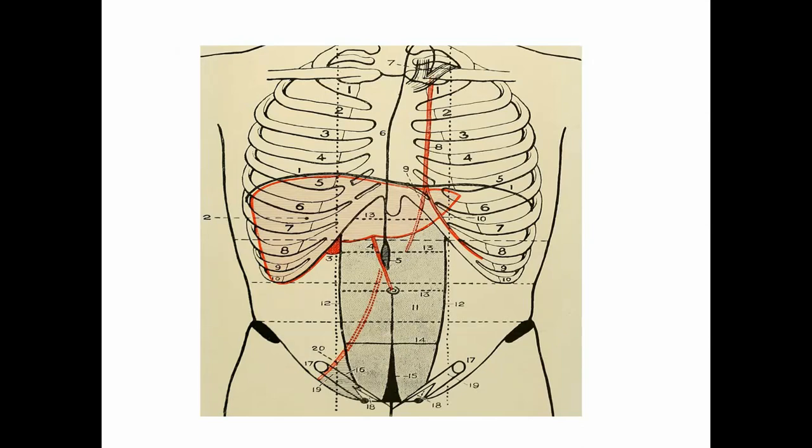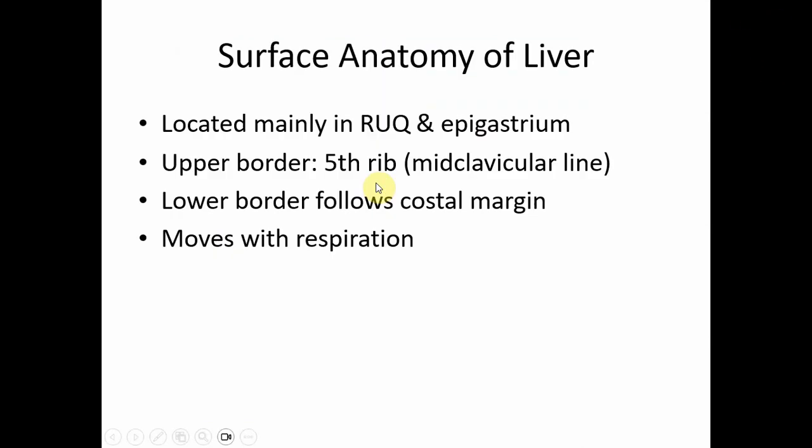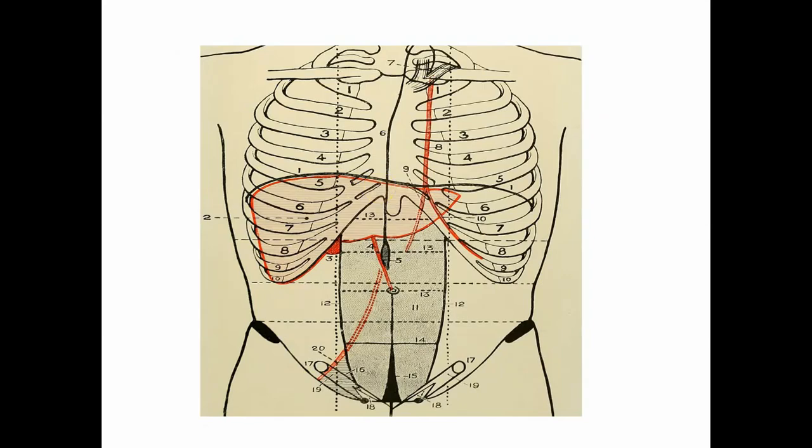As you can see in this diagram, the upper border is at the fifth rib at the level of the midclavicular line, while the lower border reaches the costal margin of the 10th rib, and you can see it is present in the right hypochondriac region as well as the epigastrium, or if we divide into quadrants, the major part of the liver is present in the right upper quadrant.